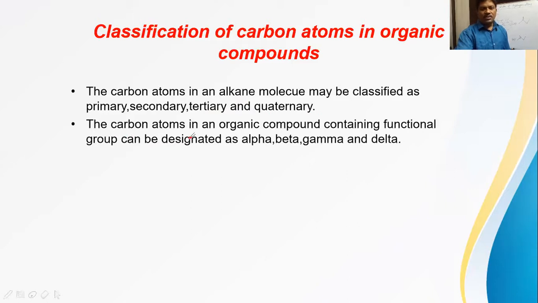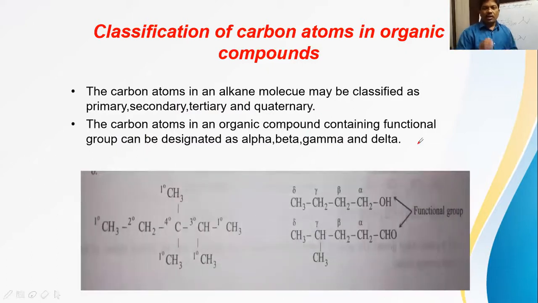And the carbon atoms in an organic compound containing a functional group can be designated as alpha, beta, gamma, and delta carbon atoms. So what is alpha carbon here? The carbon to which the functional group is attached directly is called the alpha carbon atom. The carbon which is attached to the alpha carbon is called beta carbon. The carbon which is directly attached to beta carbon is called gamma carbon. And the carbon which is attached to gamma carbon should be taken as delta carbon. So like this, we can classify different types of carbon atoms.